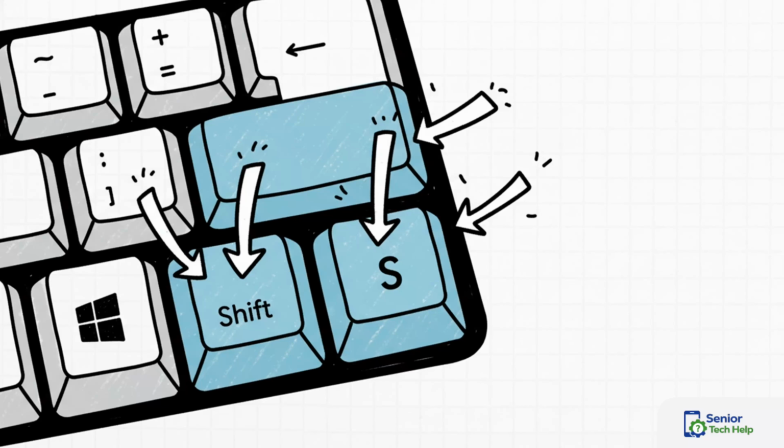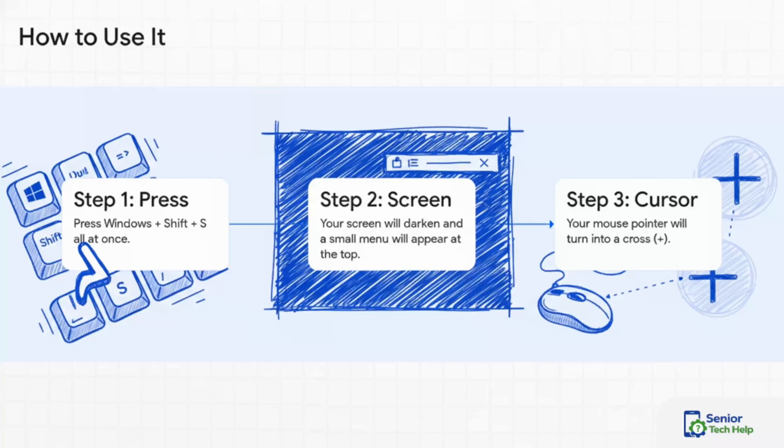First is the Windows key. That's the one that looks like a little window with 4 squares. Then find the Shift key, and finally, the letter S. So, whenever you're ready, go ahead and press all 3 keys down at once: Windows, Shift, and S.